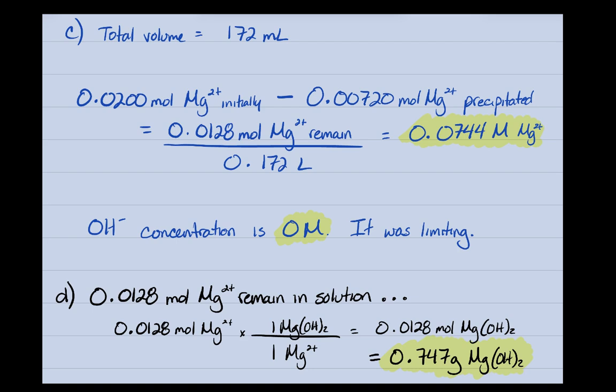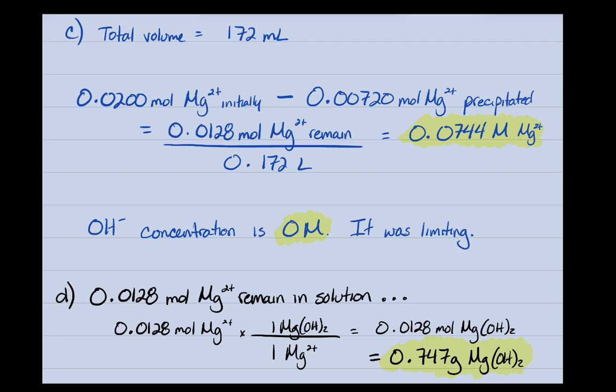Part C says, based on your answer to part B. Ooh, again, there's that idea, right? We did part B. Now we're going to use part B to do part C. We're going to calculate the concentration of magnesium and hydroxide ions in solution after the precipitate formed. Oh, another classic what's left in solution question.